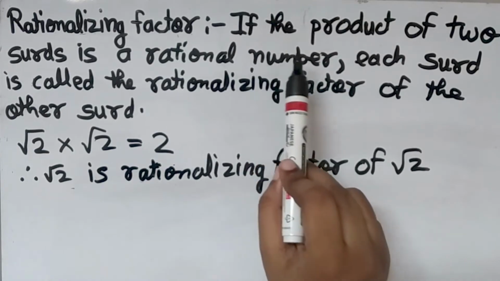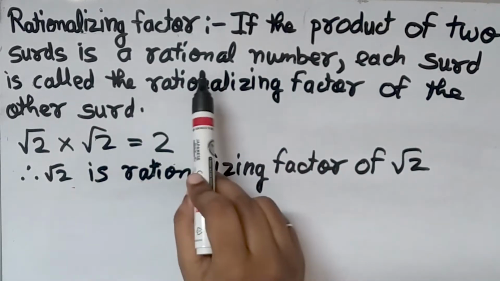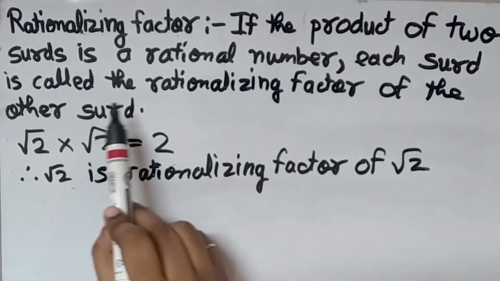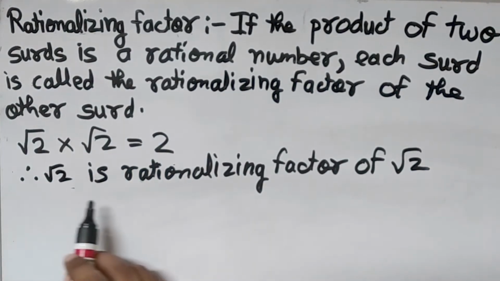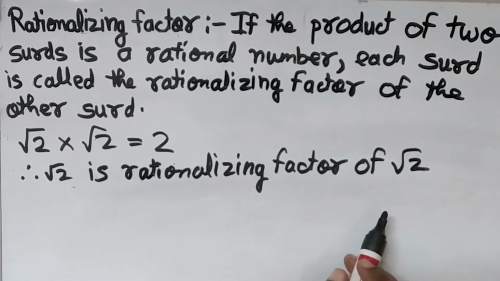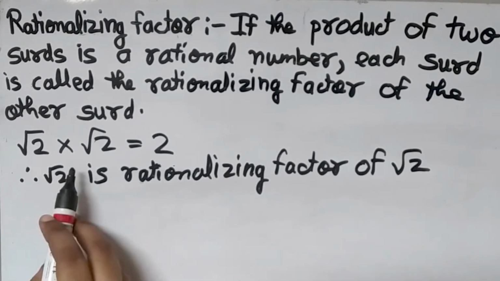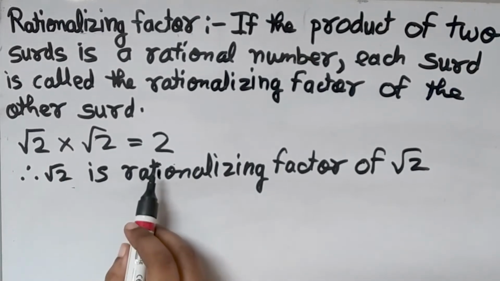So here the definition says, if the product of two surds is a rational number, each surd is called the rationalizing factor of the other. So this means what? Root 2 is rationalizing factor of root 2. Because when we multiply root 2 by root 2, we get a rational number.